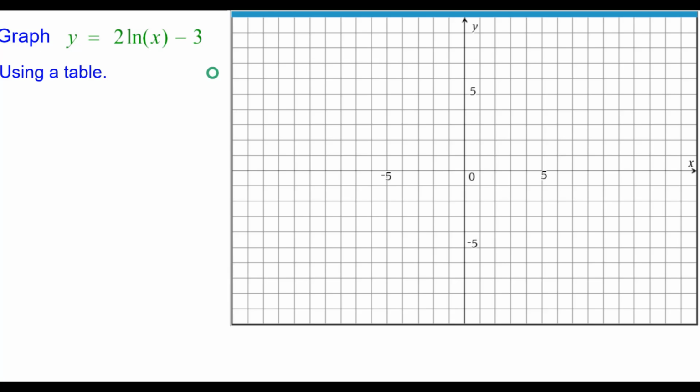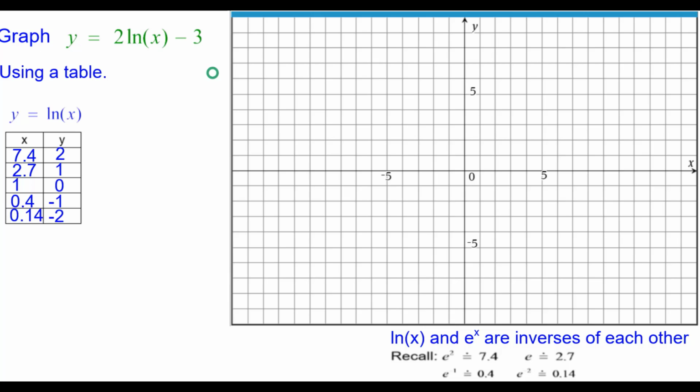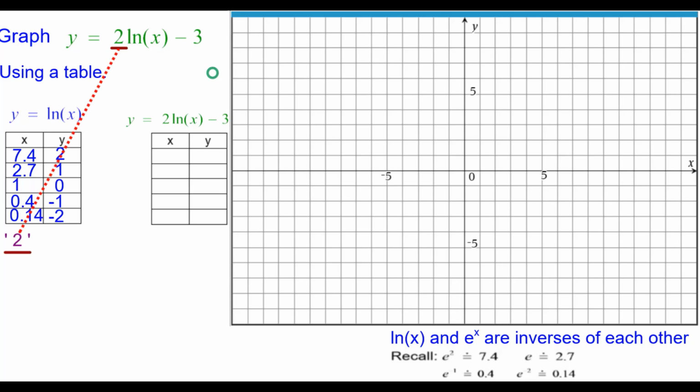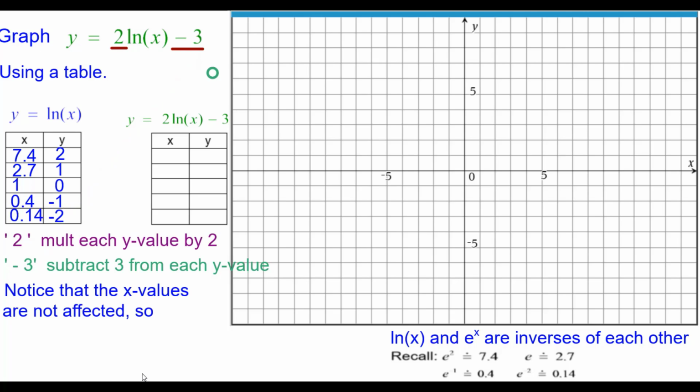Let's look at a second way using a table. Again, recall the natural log and e to the x are inverses. These are the powers of e we need to know. And so these are 5 ordered pairs from the natural log of x that we will use. The 2 multiplies each y value by 2, and the -3 subtracts 3 from each y value. Notice that the x values are not affected, so we'll keep the x values the same.